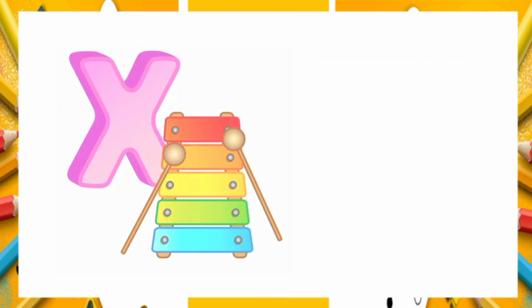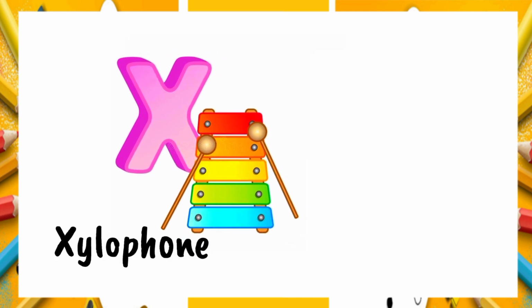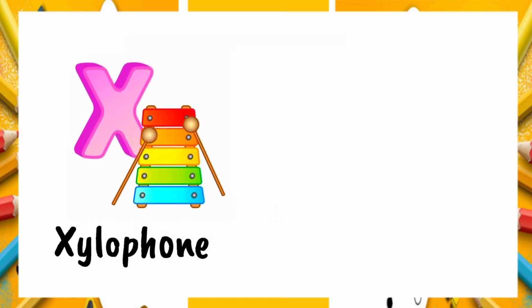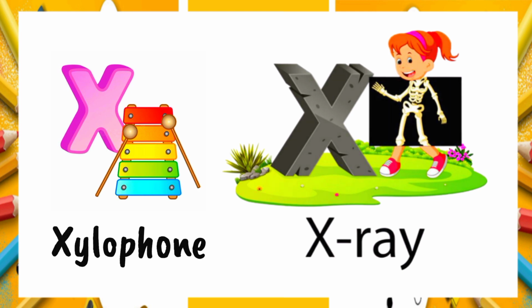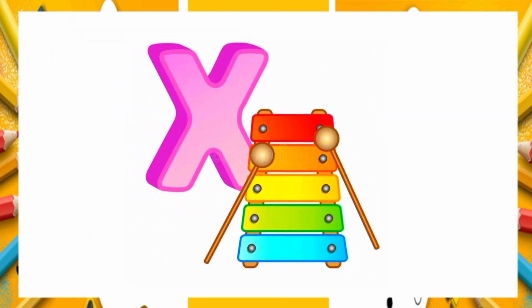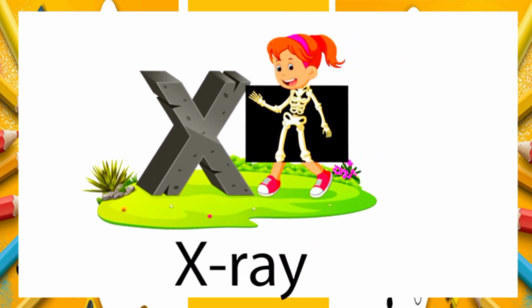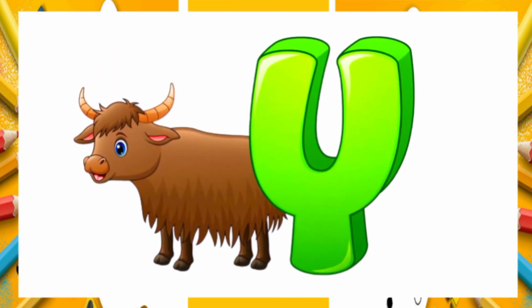Wa, wa, watch. X is for xylophone. X is for xylophone. X is for x-ray. X is for x-ray. Xa, xa, xylophone. X, x, x-ray. Y is for yolk.